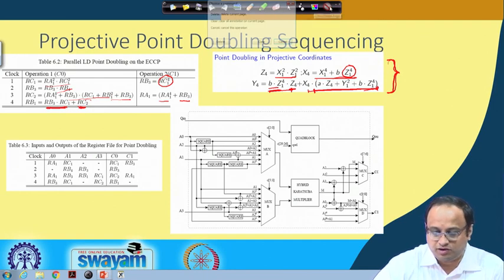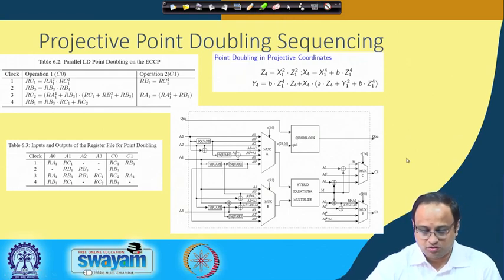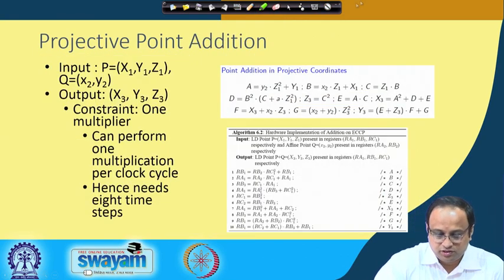Rather, I will try to explain how the addition works, because that is slightly more complicated, and we will try to see how the equations work in that case. So, these are my projective point addition operations, and essentially this looks a little bit more complex than the doubling equations. So, we will try to take a look into that derivation.